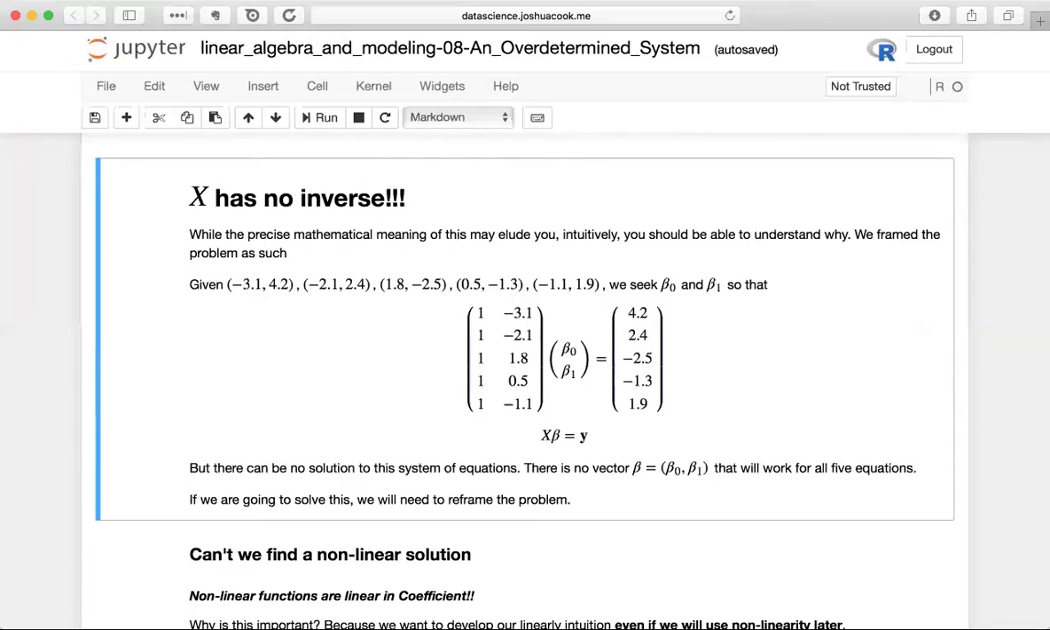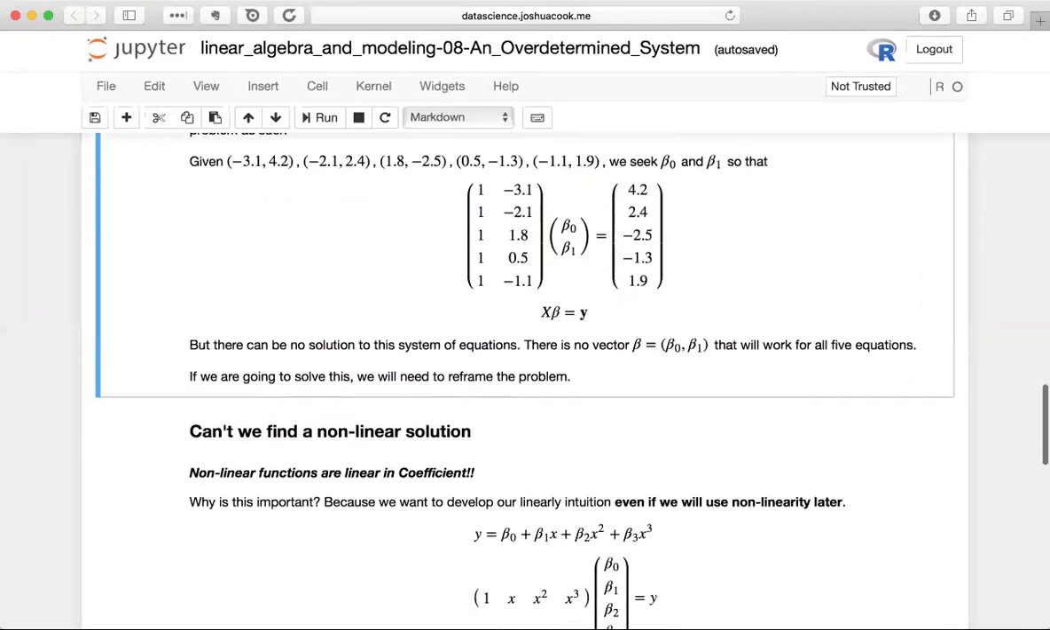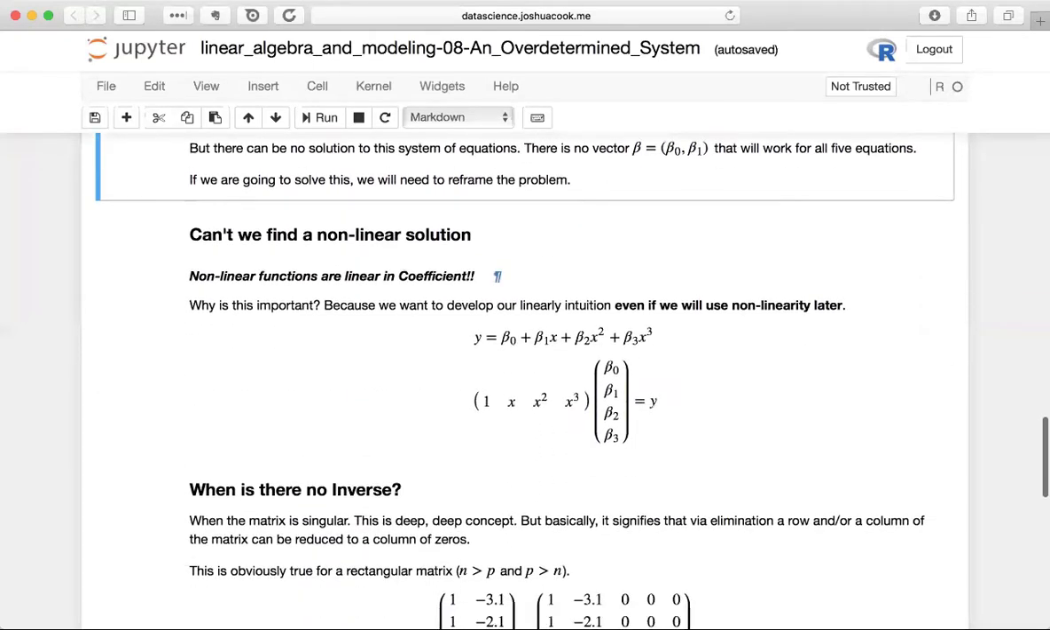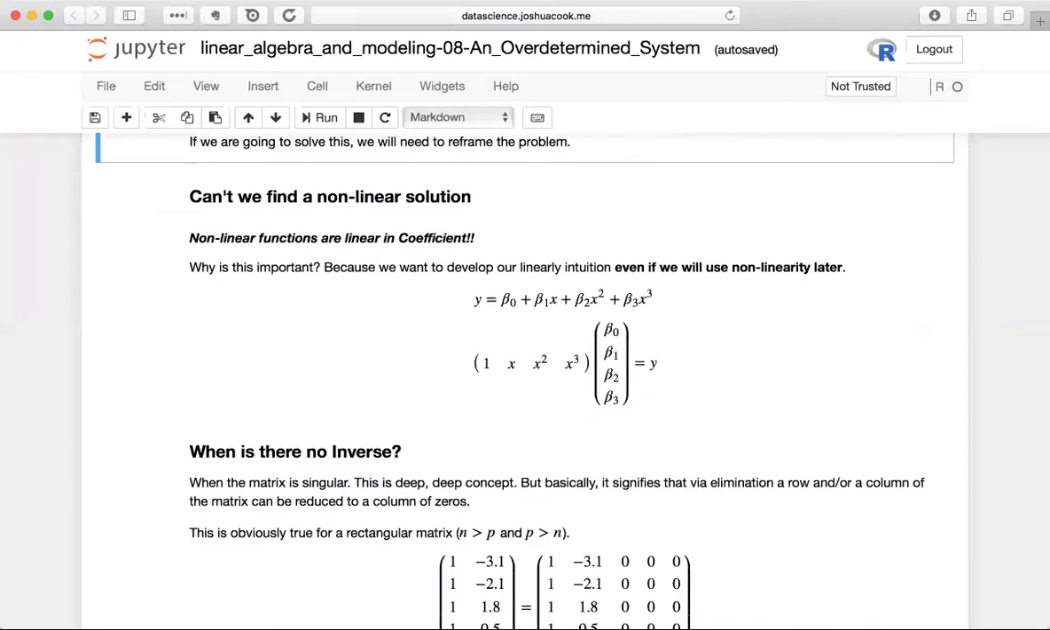So in the past, I've had students suggest, well, what about a nonlinear solution? Can we define some sort of squiggly line that can go through them all? And yeah, we could. But here's the thing.